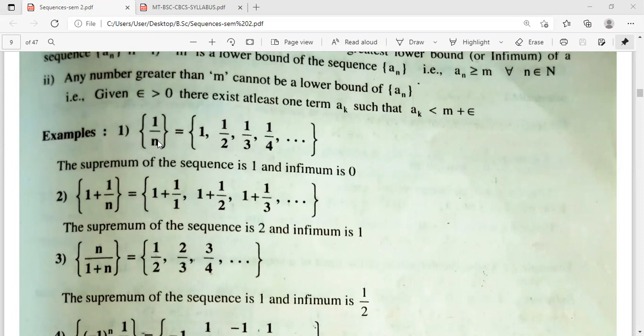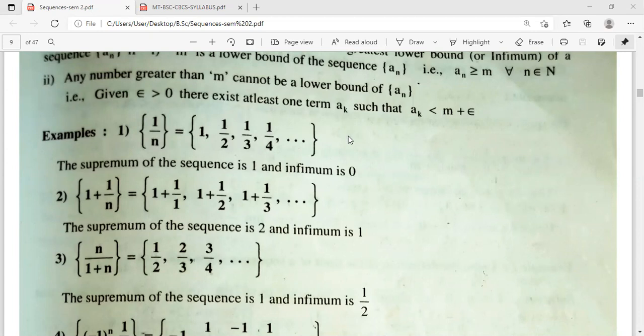You put n equal to 1, you get 1 by 1, that is equal to 1. That is a1 equal to 1. A2 equal to 1 by 2, right? You have to replace n by 2: 1 by n means 1 by 2. Similarly, the remaining terms you can write.